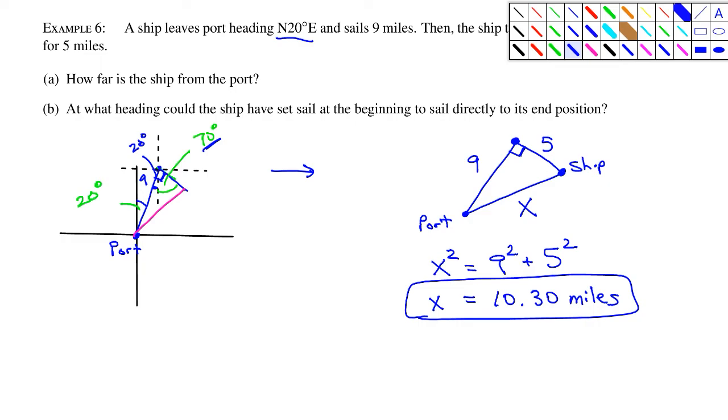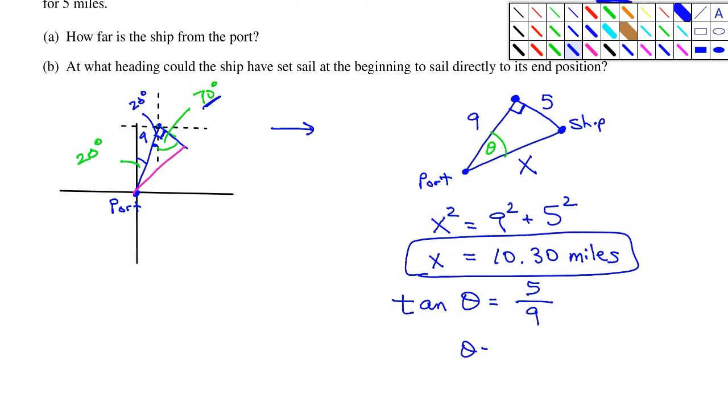And the second question is, at what heading could the ship have set sail from the beginning to sail directly to this endpoint? On our diagram, let's call this angle theta and solve for theta. So we can use the tangent relation. So tangent of theta is equal to the opposite, 5, divided by the adjacent, 9. And taking the arctangent, we would get theta is equal to 29.05 degrees. Now that is not the answer. That is theta in the original picture, which is this angle here inside the triangle.